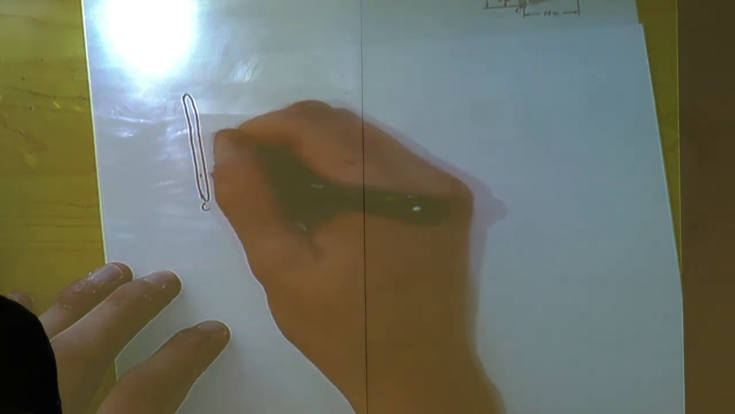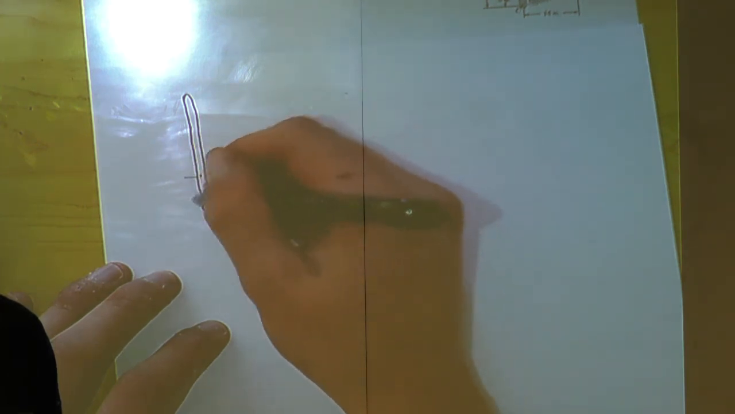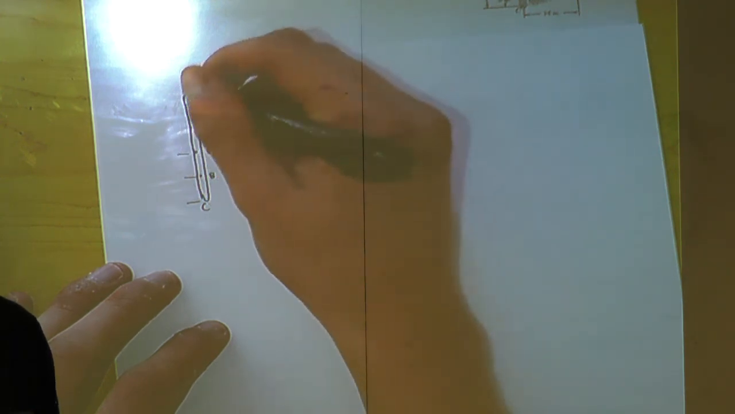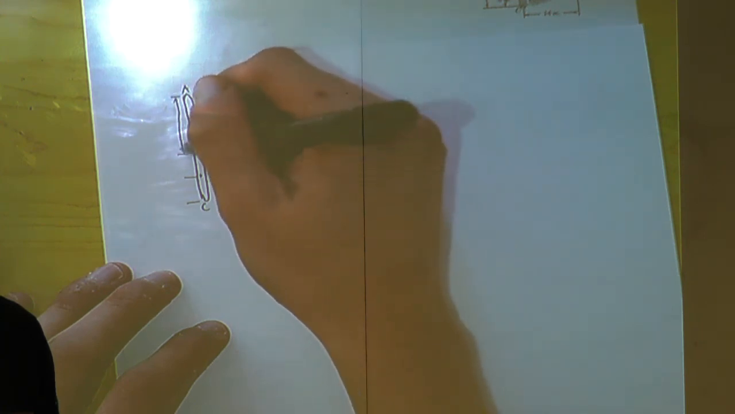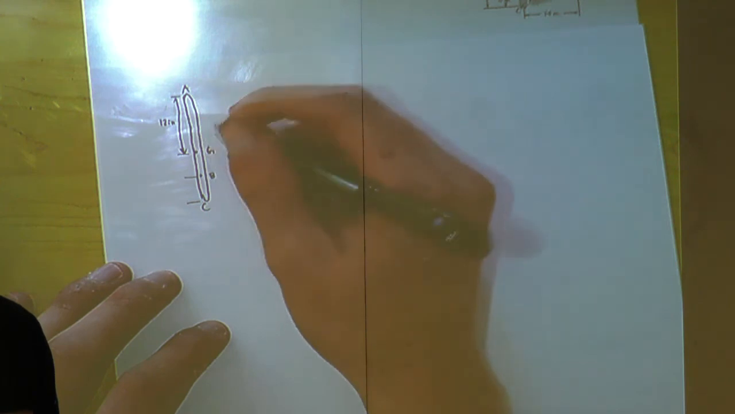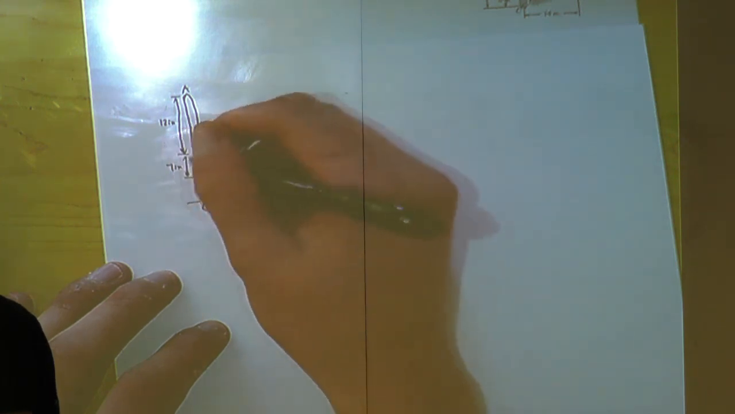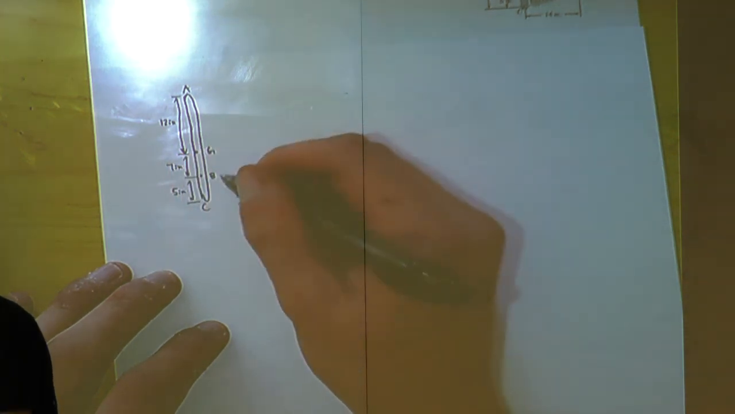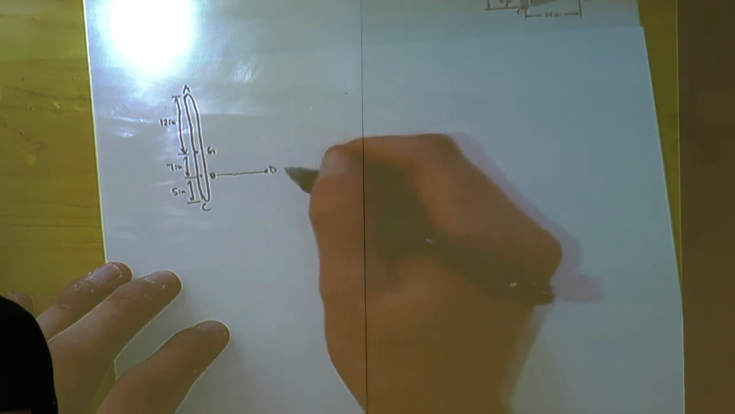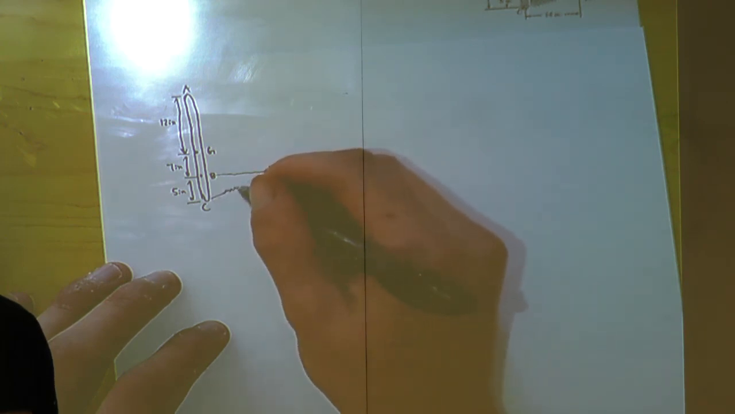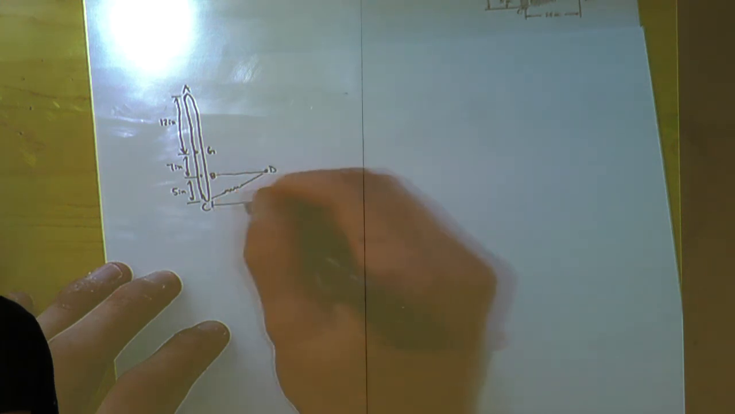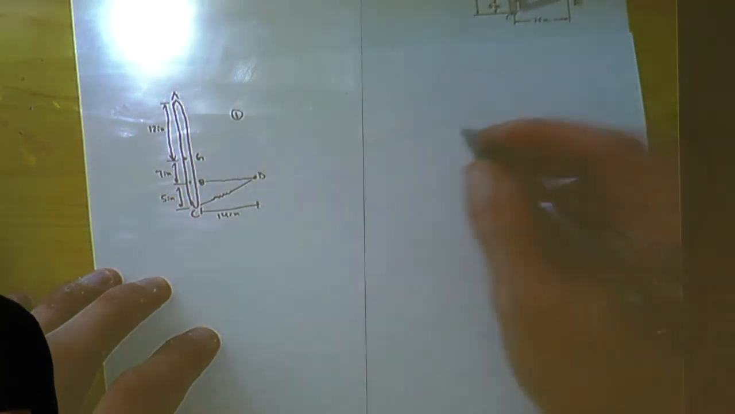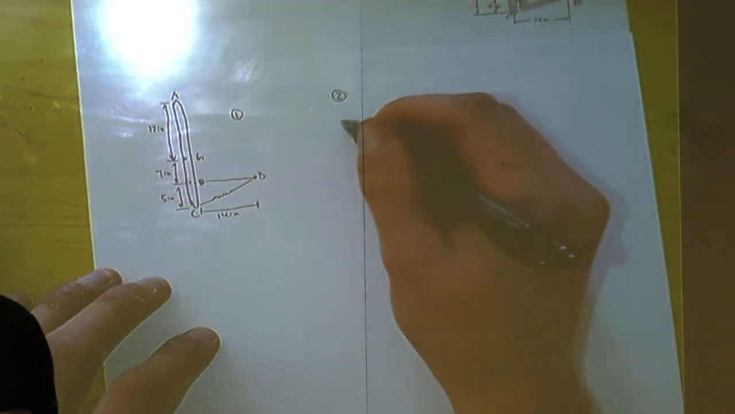So, I'm just going to draw a diagram here. C, B, G, and A. This is 12 inches, 7 inches, and 5 inches. And directly out from here is D, and this is 14 inches. This is our first position.